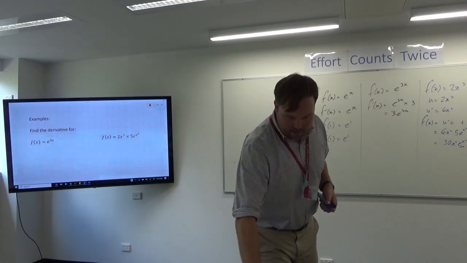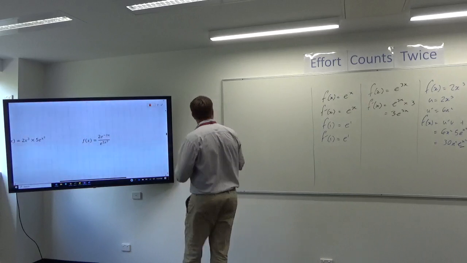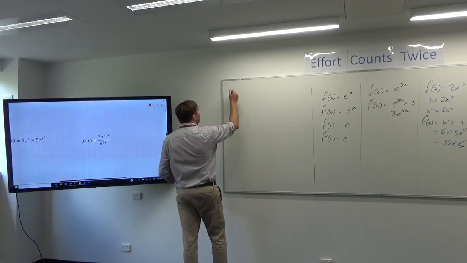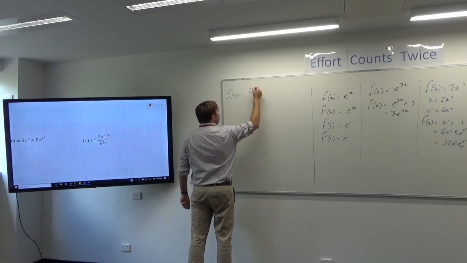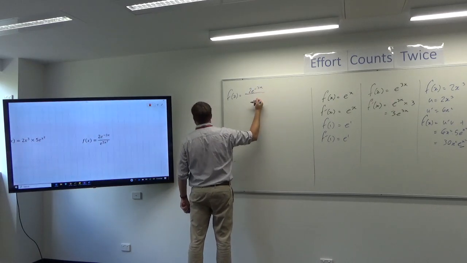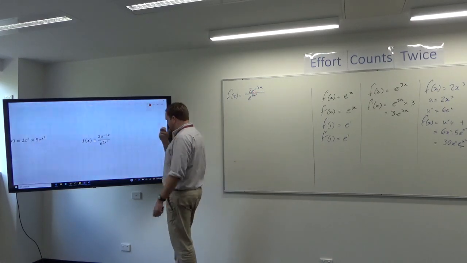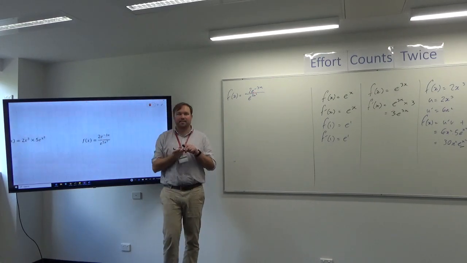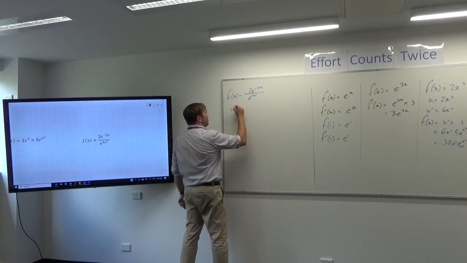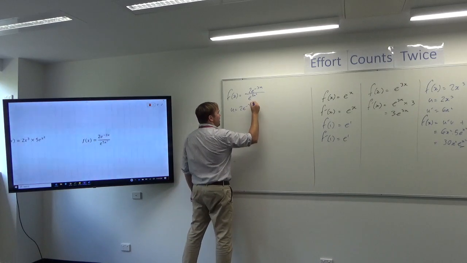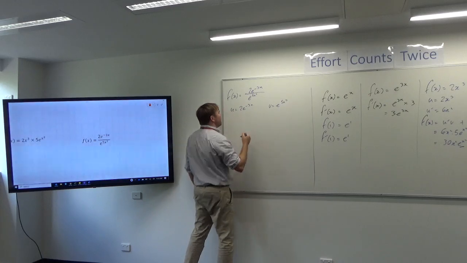Alright. Next one. f of x equals 2e to the minus 3x over e to the 5x to the 7. Right. Any guesses on a start here? We use the quotient rule. Quotient rule, yep, it's nicely set up for us. So u equals 2e to the minus 3x, v equals e to the 5x to the 7.